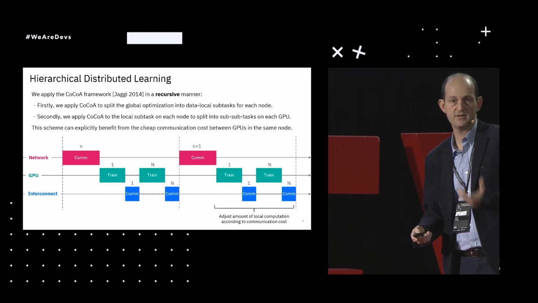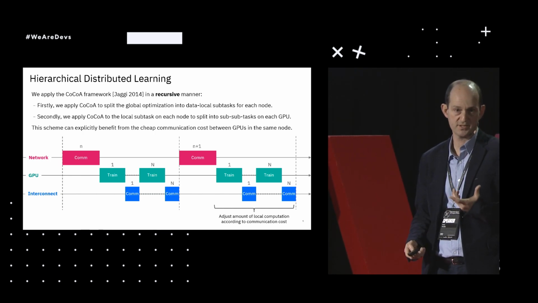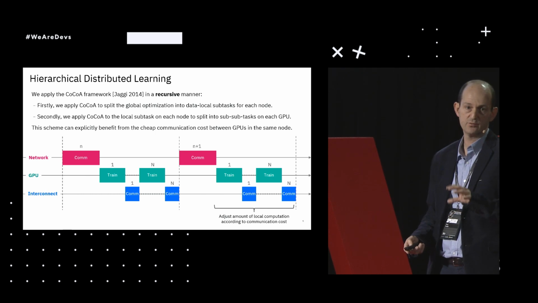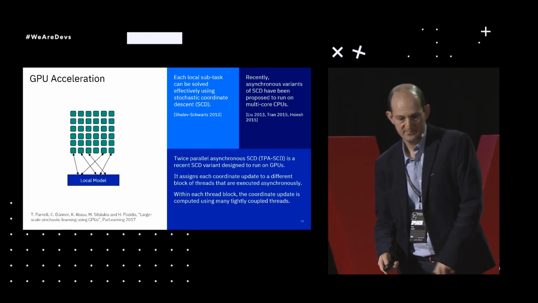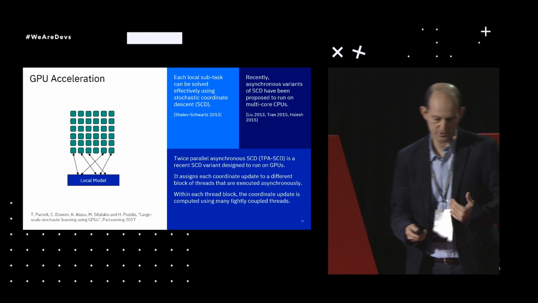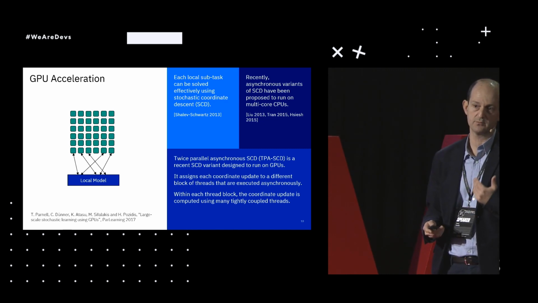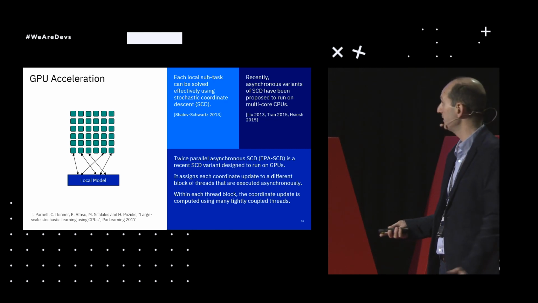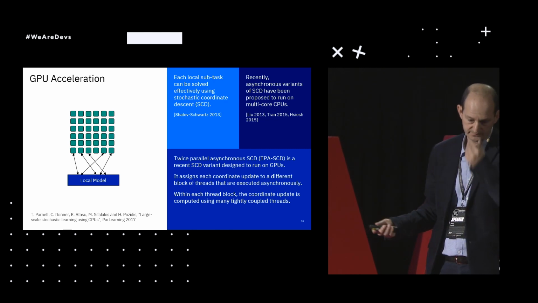So this is what, in the end, brings performance gains, and this is what, in the end, makes your algorithm adaptive to the system characteristics. Another element, which does not only have to do with distributed learning, but can also be applied when you do learning on a single server, is GPU acceleration.